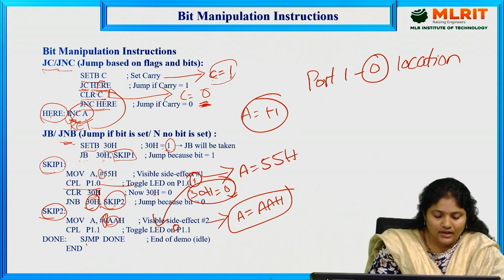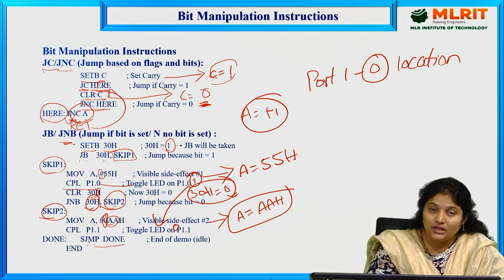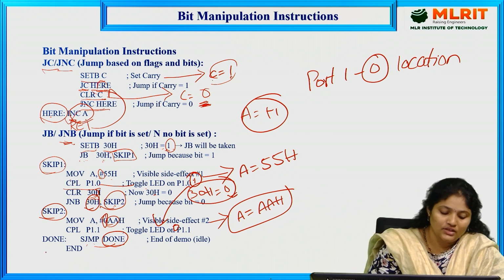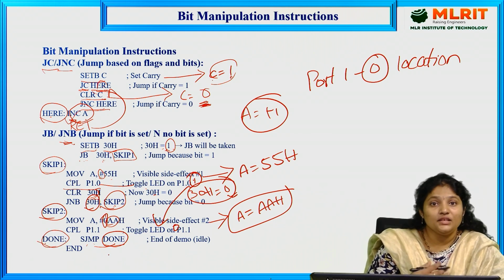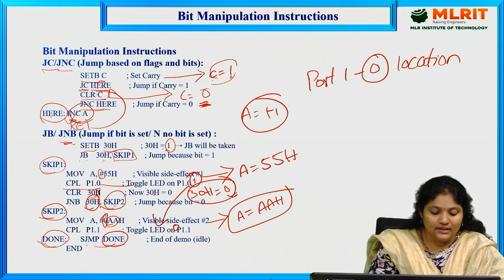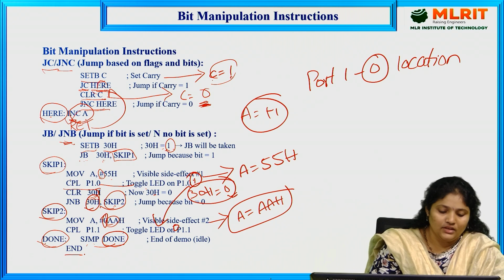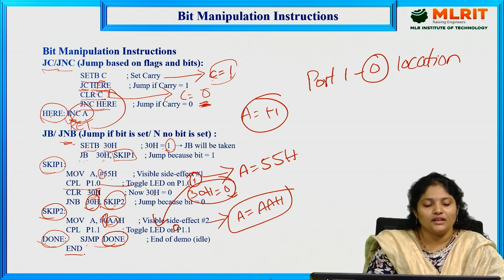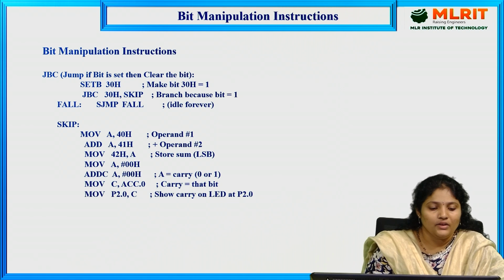Now what have they written? SJMP done. SJMP is another branching instruction. SJMP means short jump. Short jump to done, so we need to jump to the location done over here. This will be the idle loop. It will repeat until the program runs. So here is the end. So these are the bit manipulation instructions in the 8051 microcontroller.